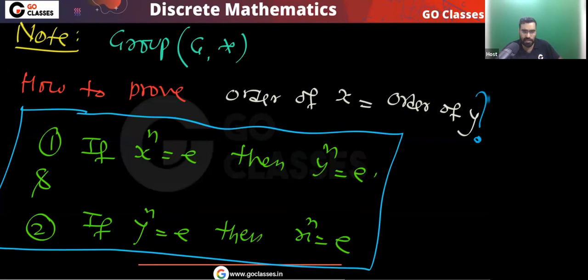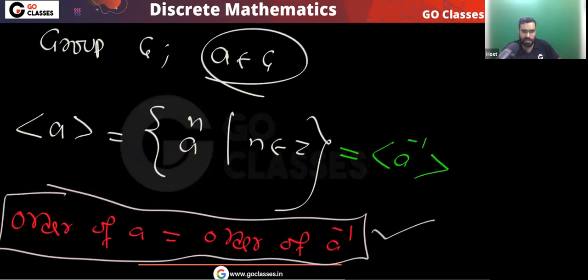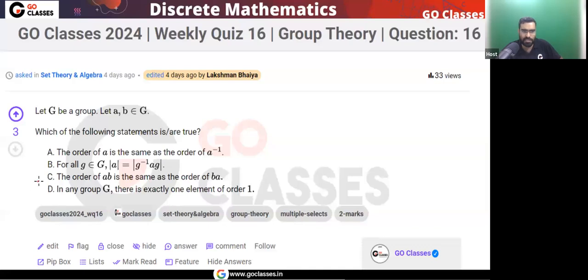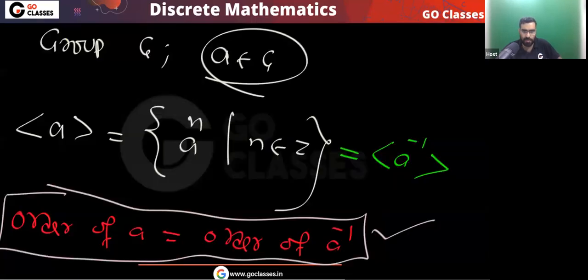So let's start. Let's see the options. First, let's see option B, option C. Let's see option C: order of AB is the same as order of BA. Okay, let's try to prove it. Take your copy and pen. What do we need to prove?